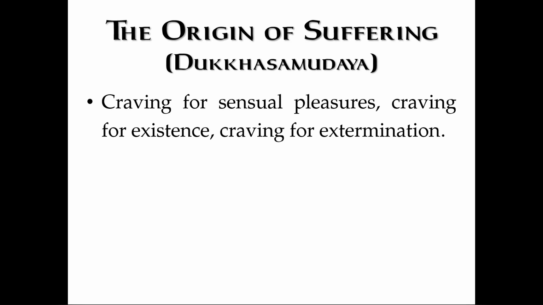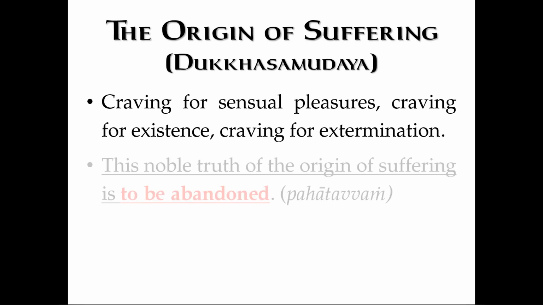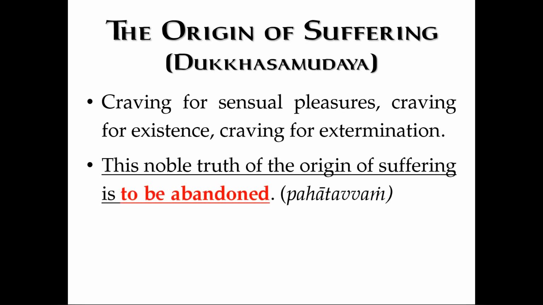Okay, the second noble truth. This noble truth, the origin of suffering, is to be abandoned. So if you want to remove all your suffering, you have to remove craving, the three types of craving. The more you can reduce the amount of craving, the more you will be free from suffering.